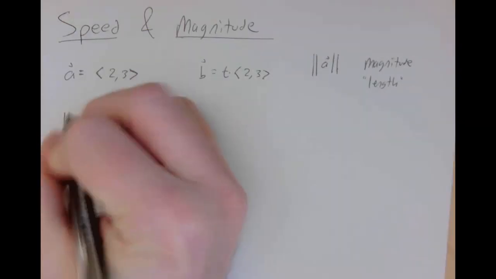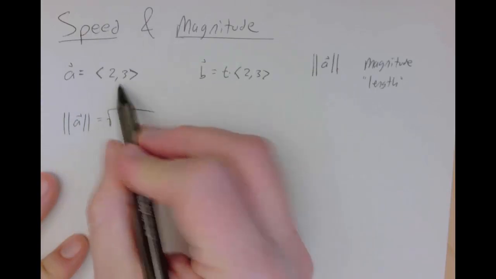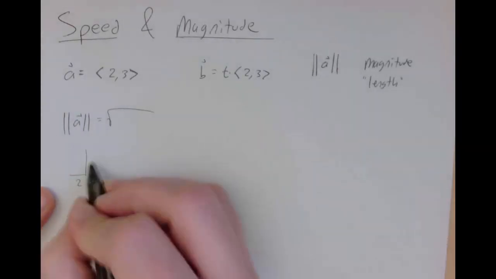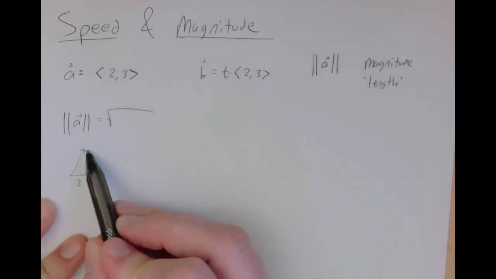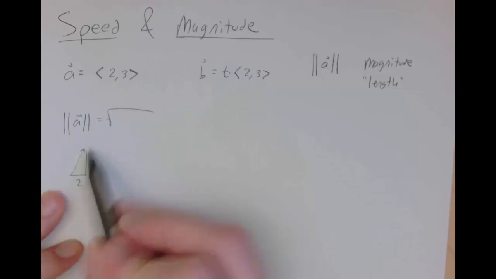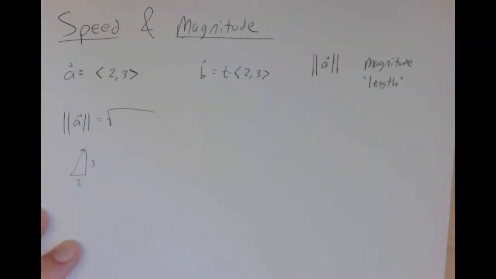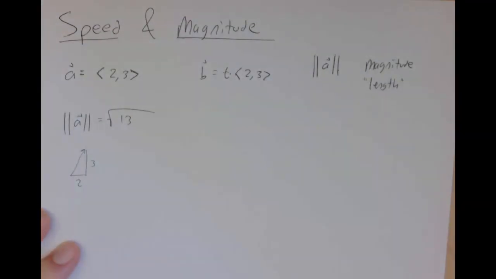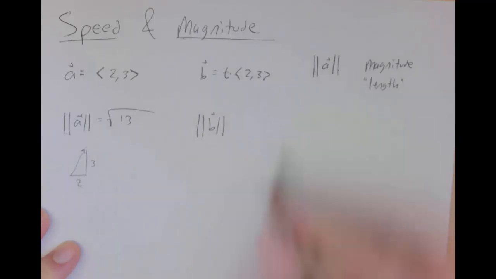So if I want to know what's the magnitude of the a vector, that's just the Pythagorean theorem, because these are the two legs of a right triangle. So over 2, up 3, if I want to know what's the total distance traveled here, or the total displacement described by the vector, it's going to be, let's see, 9 plus 4, the square root of 13.